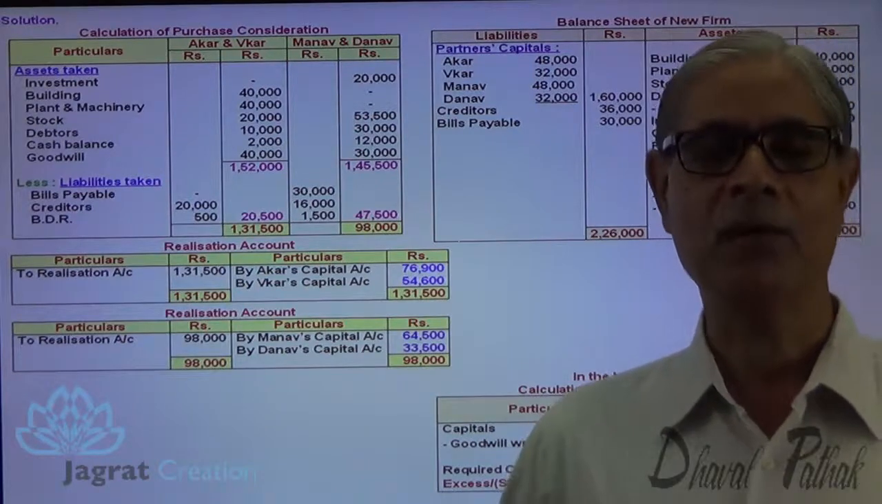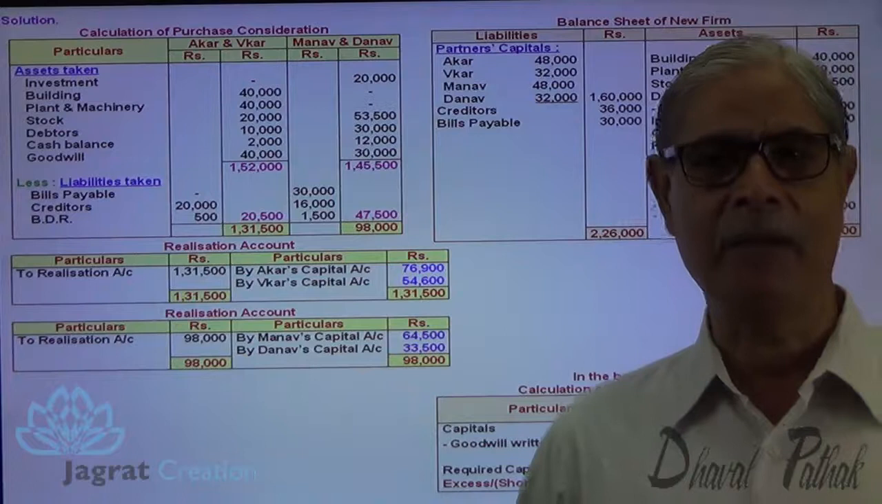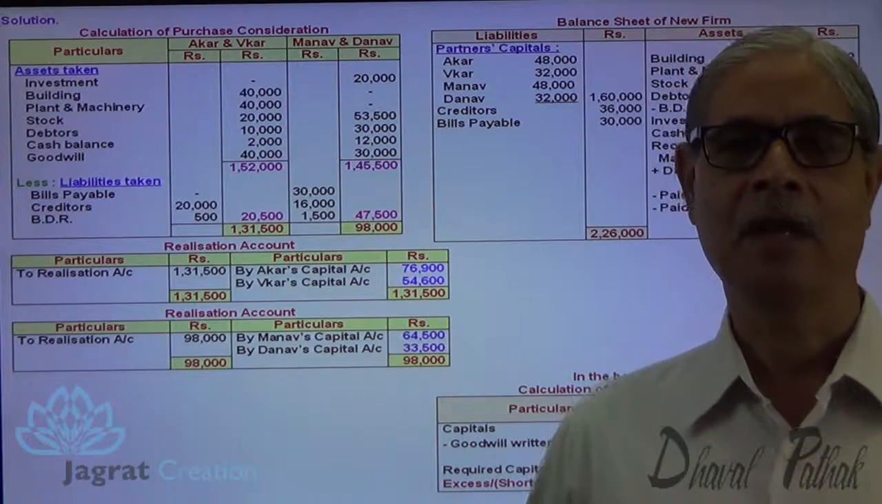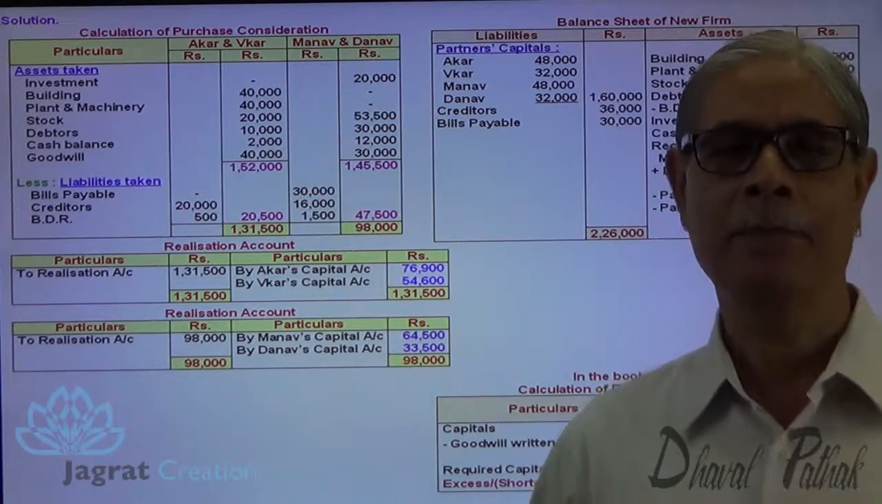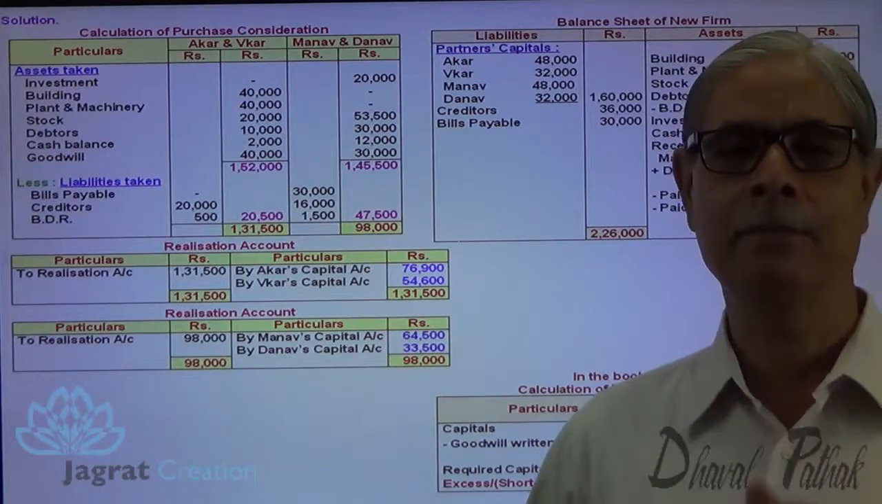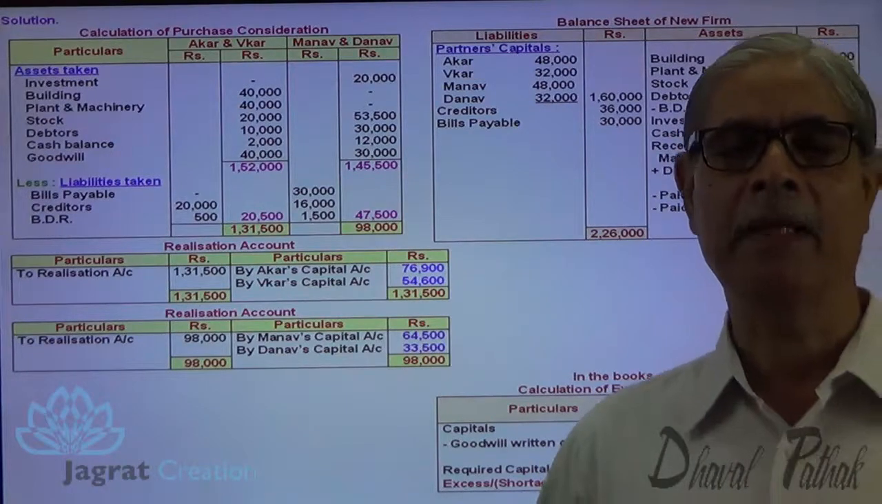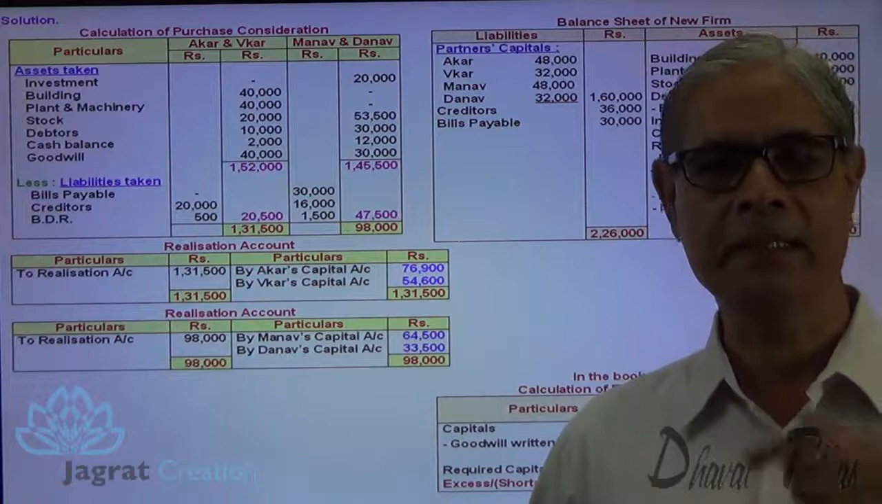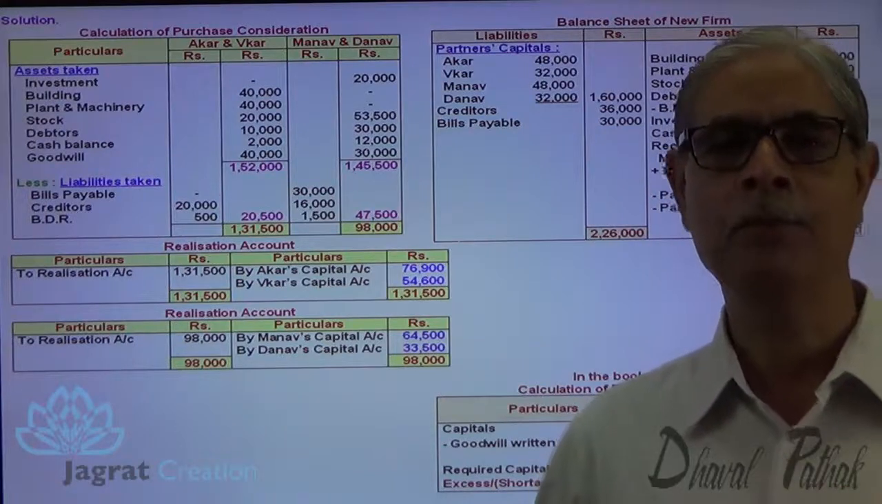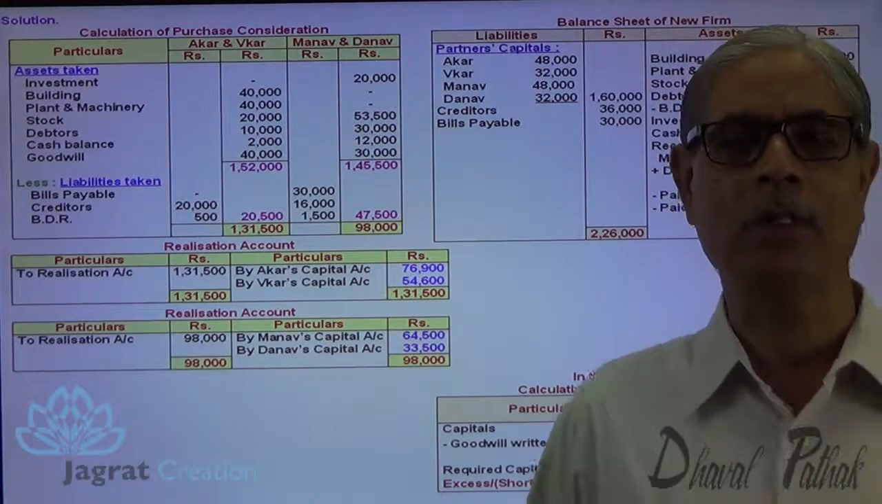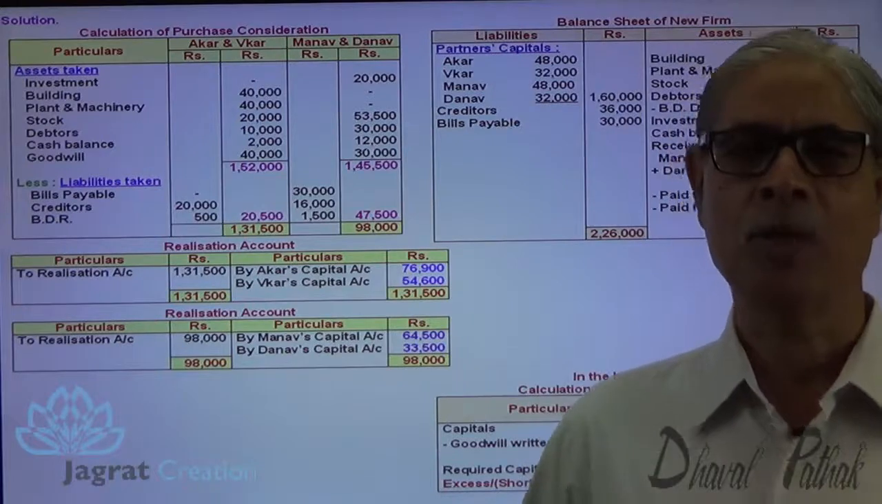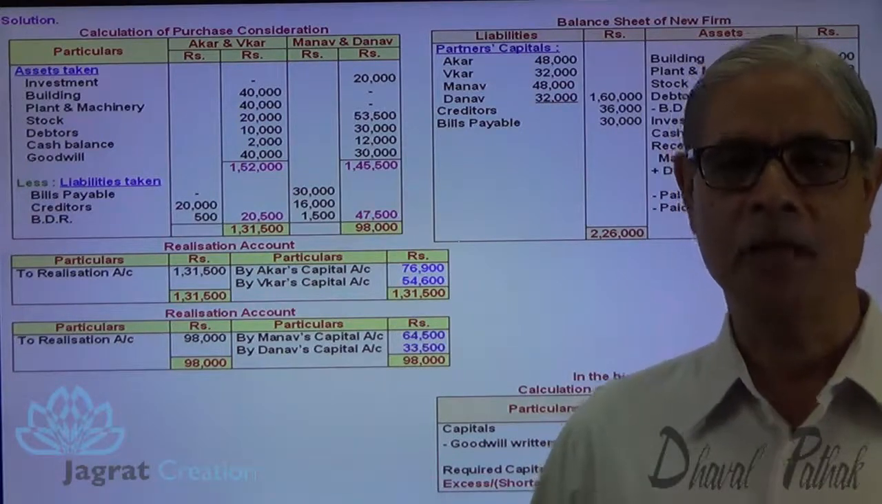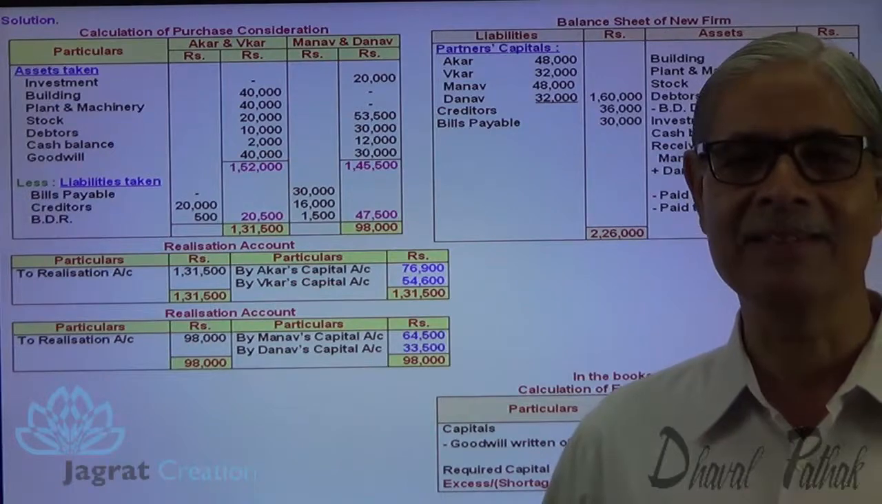Once again I tell you, I have solved this sum by a different method, and that sum is already uploaded. Now I upload the same sum wherein it is solved by preparing a realization account. Formerly the same sum was solved by preparing a revaluation account. That's an important point to be noticed by the students. I have tried to explain this sum to you. I feel that you have followed all these things. Thanks to all.